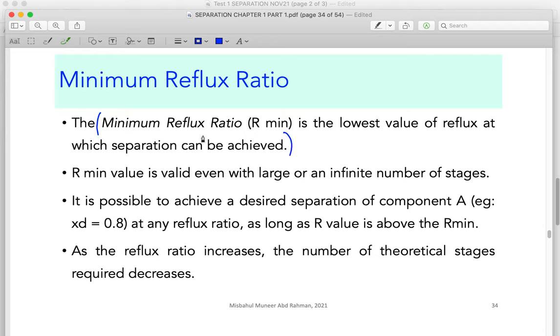So let's say we change the question: what is the definition of minimum reflux ratio? So this will be your answer. The minimum reflux ratio, or Rmin, is the lowest value of reflux at which separation can be achieved.